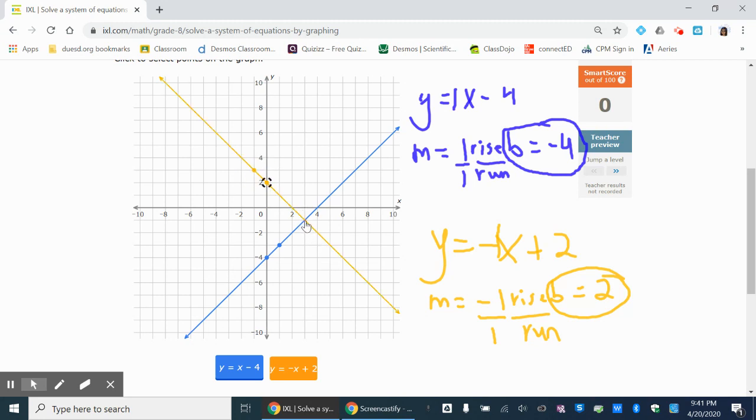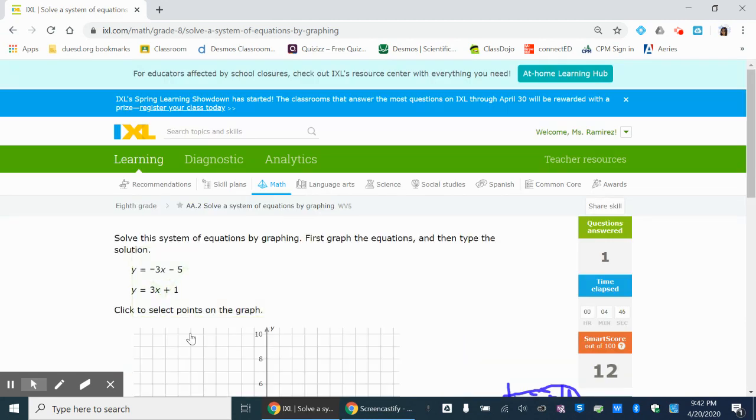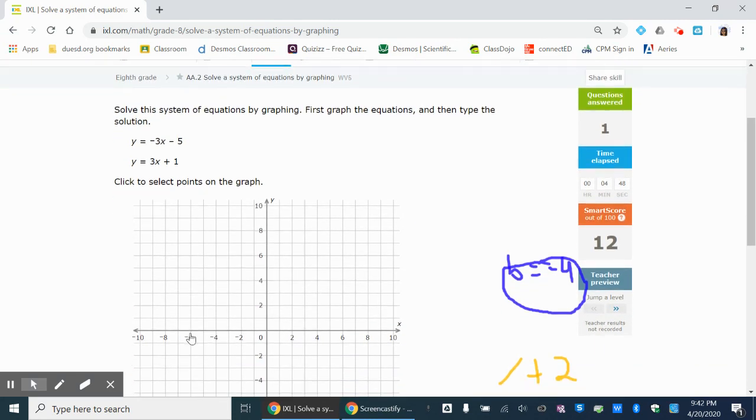Now notice that the lines actually intersect here at this point. And that point, let me go ahead and use green. That point there, the coordinates are 3, negative 1. So 3, negative 1. And I don't know why I'm writing it when I could just type it over here. So where these two lines intersect is 3, negative 1. Press enter. And that was absolutely correct.